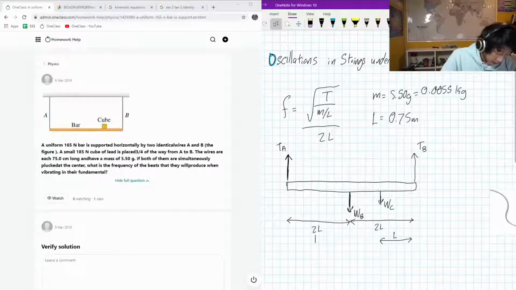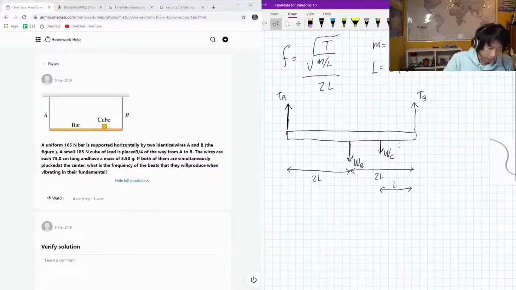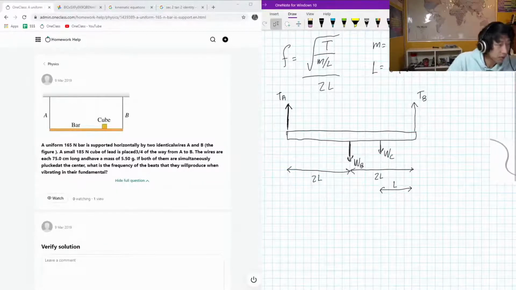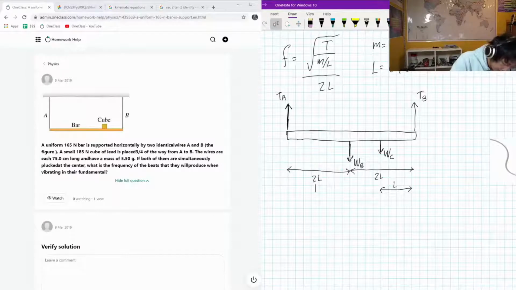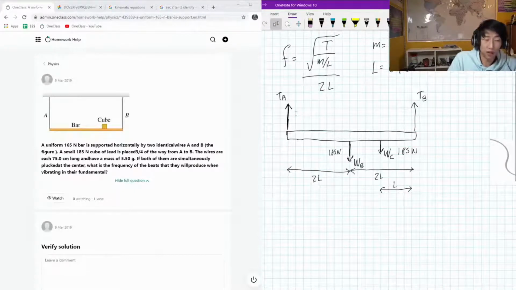Okay, so to find the tension here, we know that the force from the bar itself is 165 newtons. And the weight from the cube, that is 185. Now, one thing that we need to do is find the amount of tension in each one of the cables individually. We don't really have a way that we can do this without using something called moments.